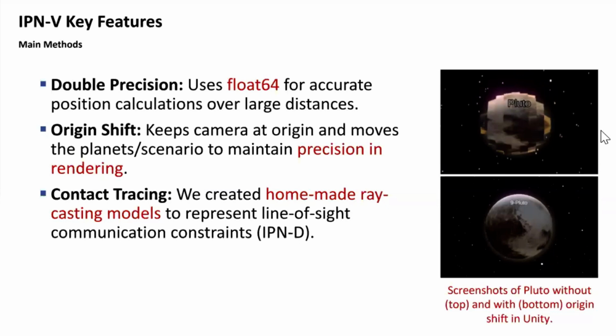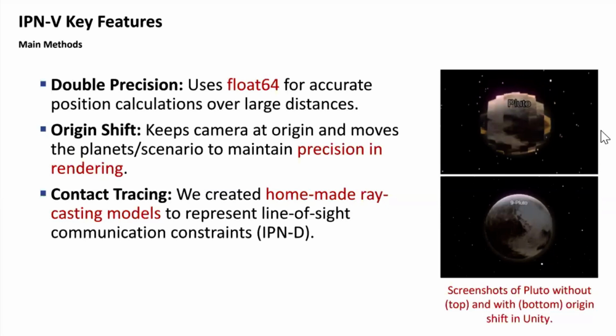We needed to implement origin shift because even if we move to float 64, for rendering the resolution that you have close to zero with a floating point is far better than the one that you have farther away. And we had this type of issue in the early versions.